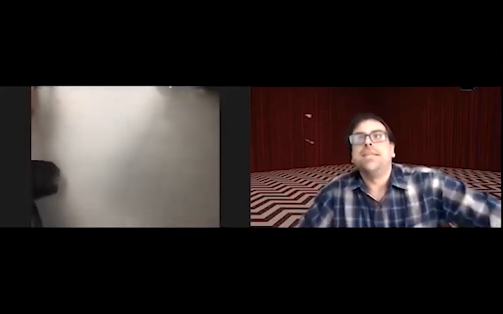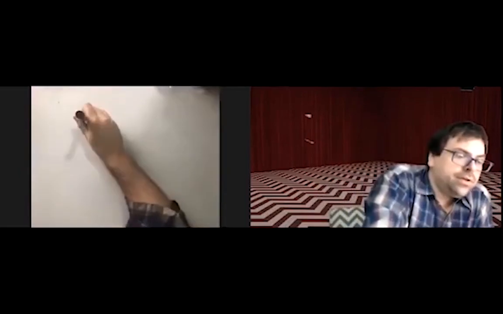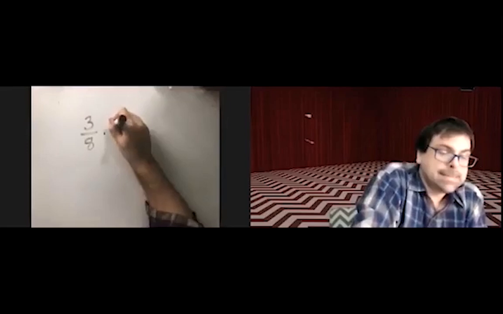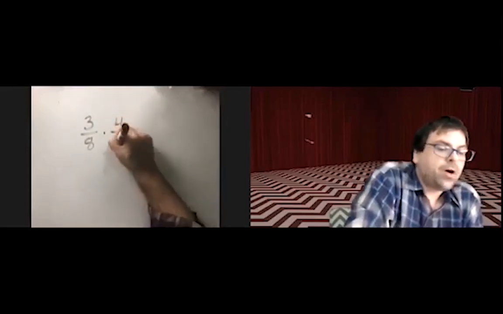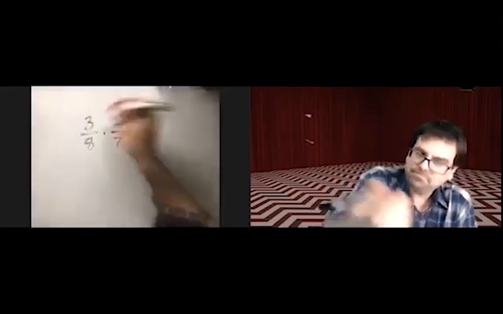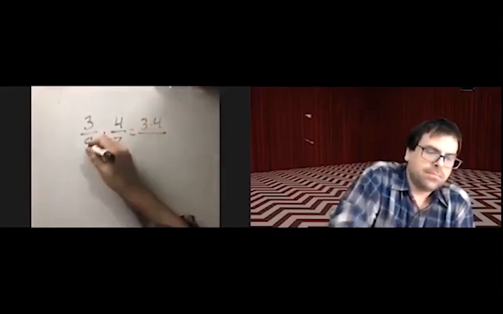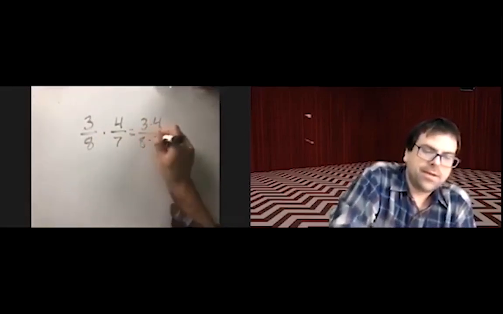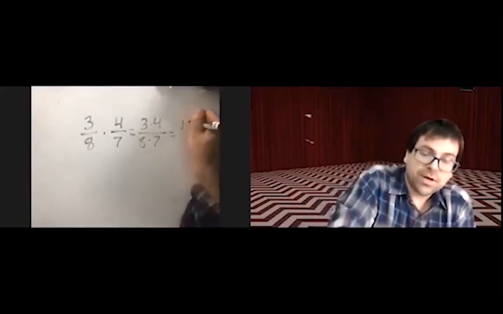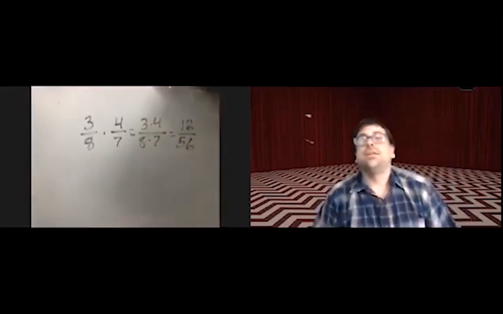Now, something's going to be a little bit different in the next one. And you might not be able to see what it is right away, but I'll point it out once we get to the answer. Multiply across the top, 3 times 4. Multiply across the bottom, 8 times 7. 3 times 4 is 12. 8 times 7 is 56.